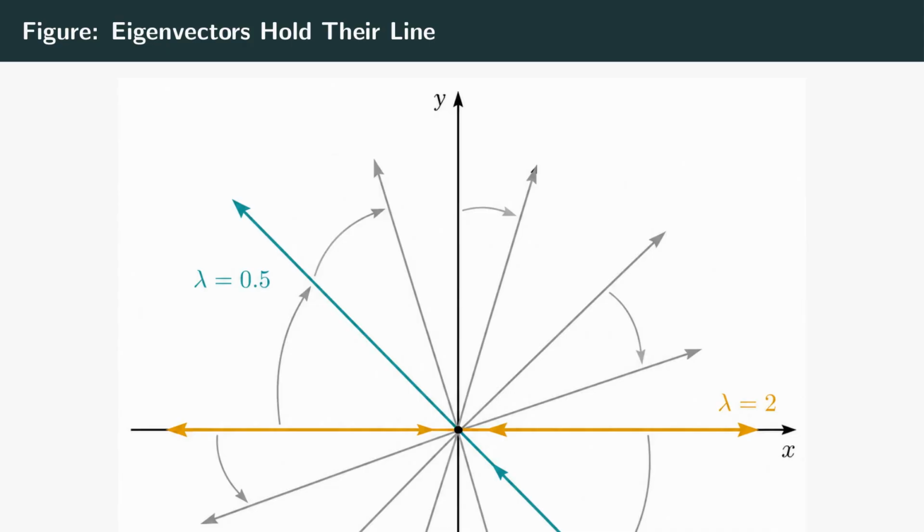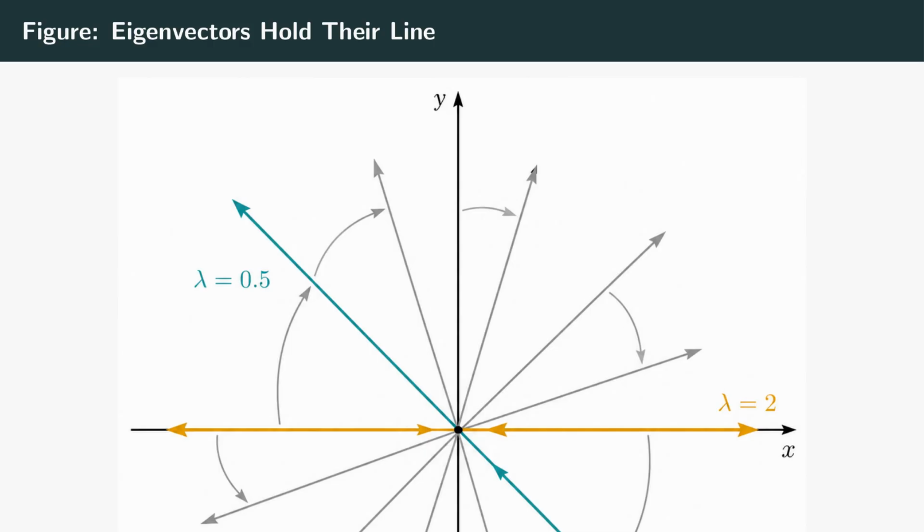This figure is the one to remember. We have a single grid centered at the origin, and we apply one matrix to a whole fan of vectors. Look at the thin gray arrows first. They fan out in every direction like spokes of a wheel, and each one has a little curved arrow showing how the matrix swings it to a new angle. That is the generic story. Feed the matrix an ordinary vector and it gets turned.